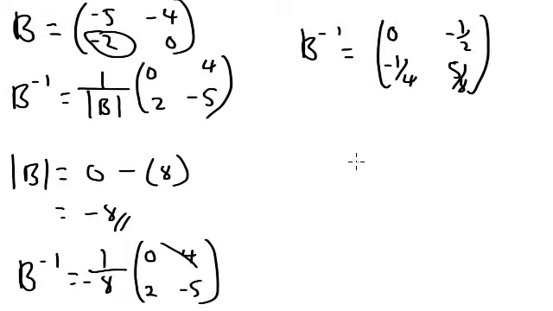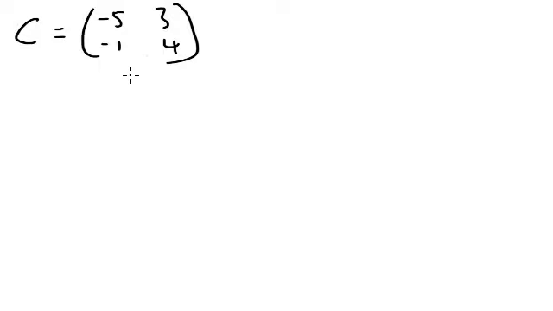Hopefully you find this helpful, and I believe by now you should be able to find the inverse of a 2 by 2 matrix. Here is an exercise I have for you. Consider matrix C to be equal to -5, 3, -1, and 4. Feel free to find the inverse of this matrix and let me know your solution in the comment section below.